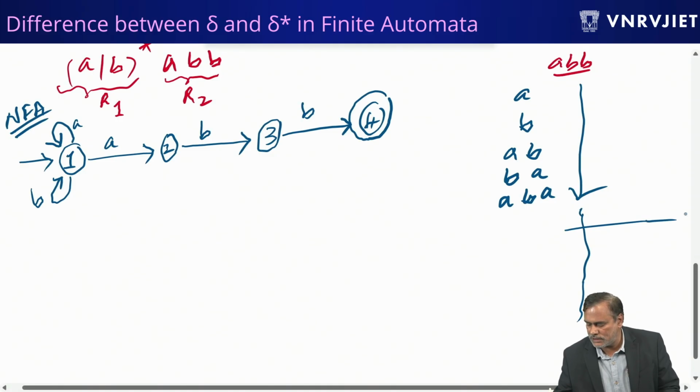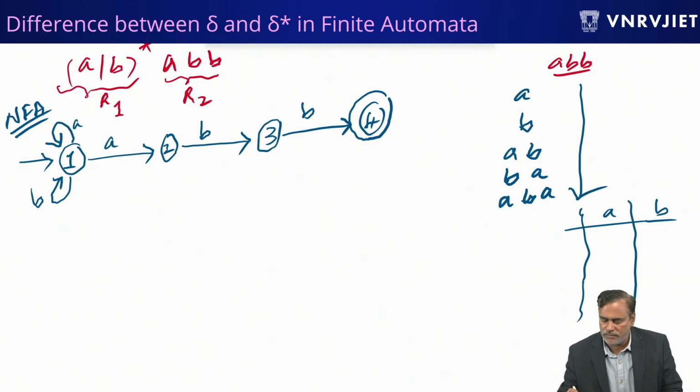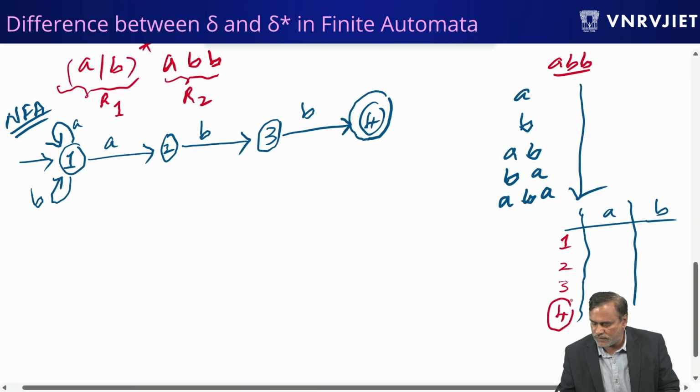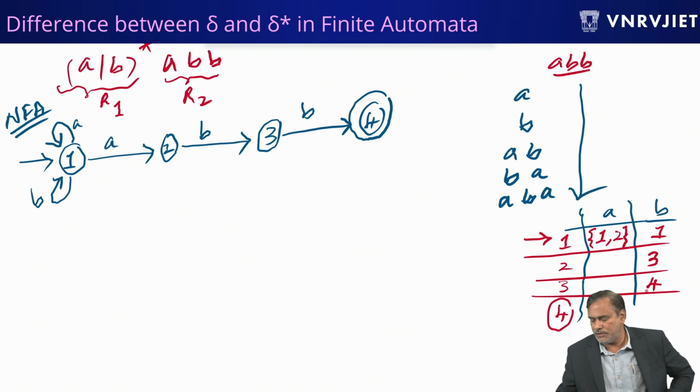You know what the input symbols are: a and b. The states are 1, 2, 3, 4. 4 is a final or accept state, and 1 is the start state. So 1 on a, you can go to 1 or 2. 1 on b, you can go to just 1. 2 on b, you can go to 3. 3 on b, you can go to 4. This is the table which corresponds to this NFA.